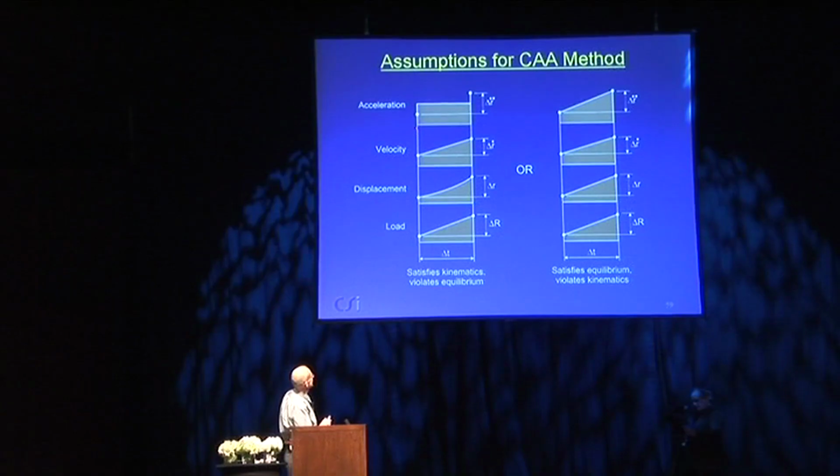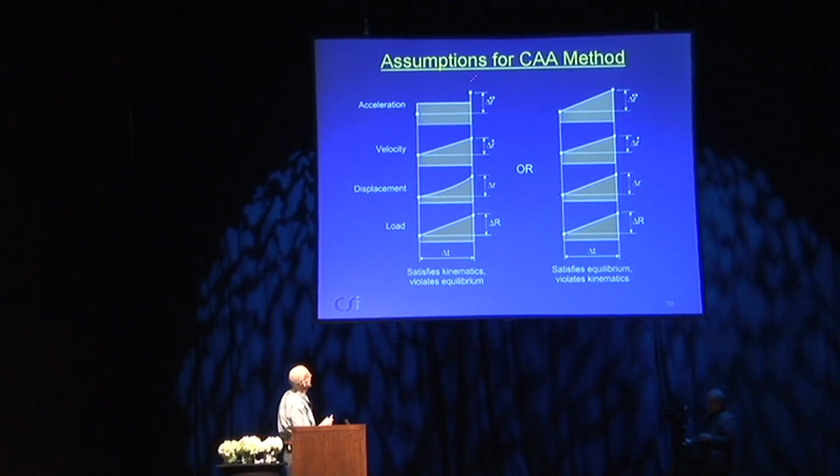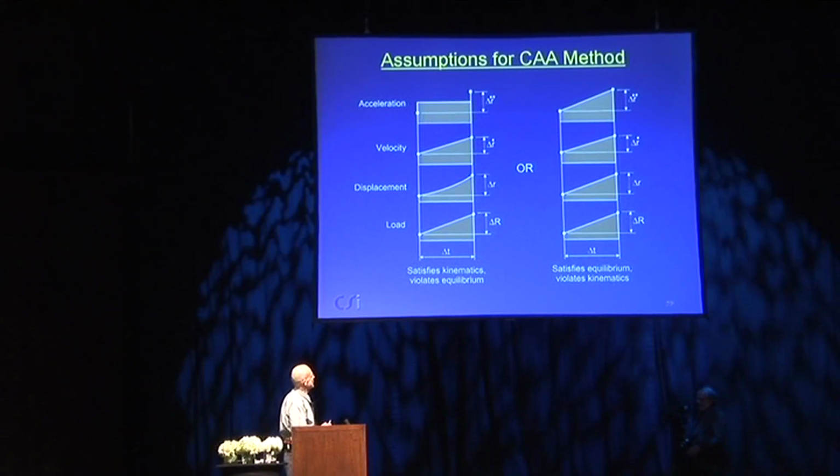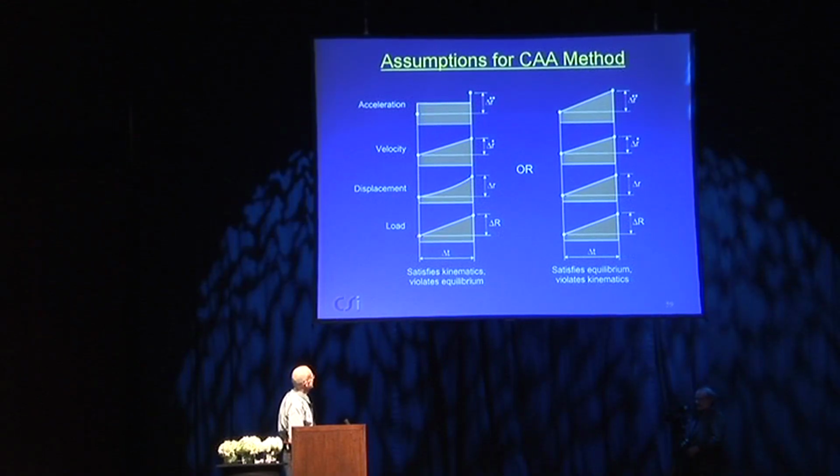One way of looking at it is that the acceleration is constant over the time step. This is where constant average acceleration comes from. If the acceleration is constant, the velocity must be linear. And if the velocity is linear, the displacement must be quadratic. We don't know what the load is, but probably the best assumption is it's linear. So this satisfies all the kinematics requirements. We'll satisfy equilibrium here and here, but if you look at what's happening at the middle of the step, equilibrium is not satisfied in the middle of the step because of this one here. So this satisfies kinematics, violates equilibrium.